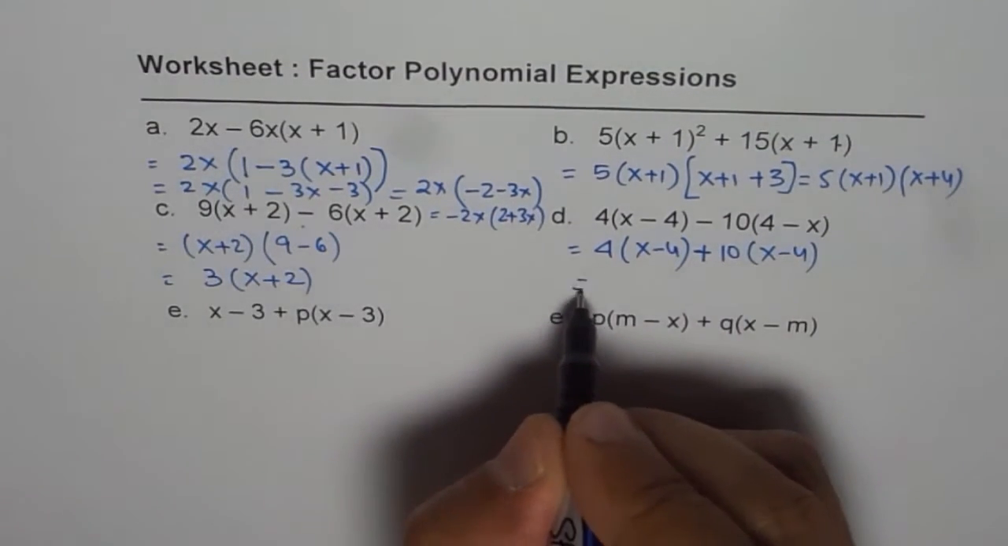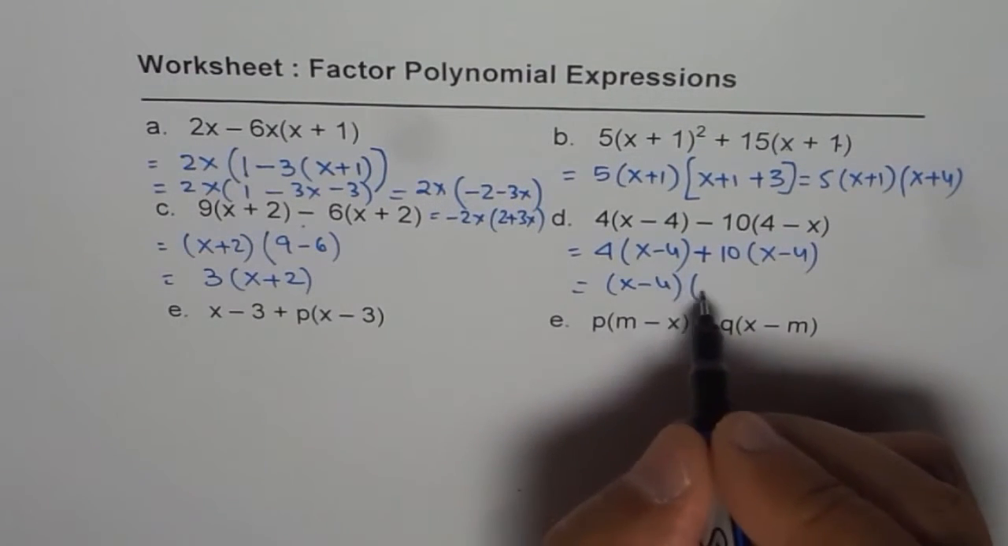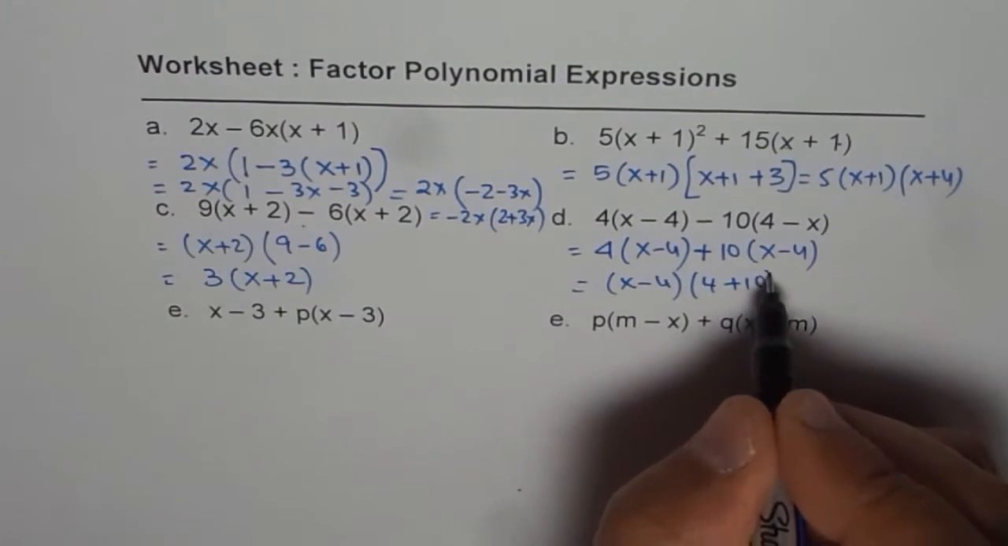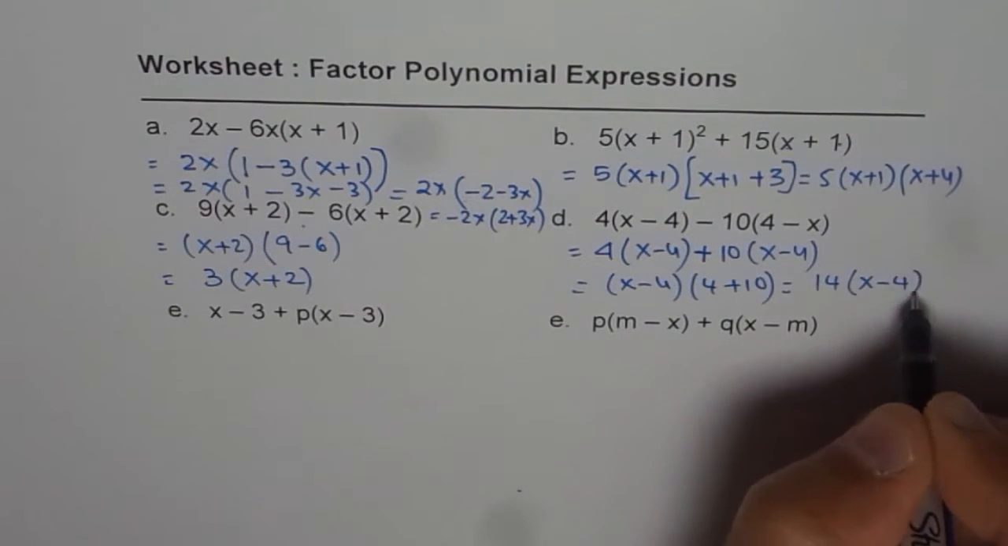Do you see that? Now x minus 4 can be taken as a common factor. So you are left with 4 plus 10, which is 14. So we can write this as 14 times x minus 4.